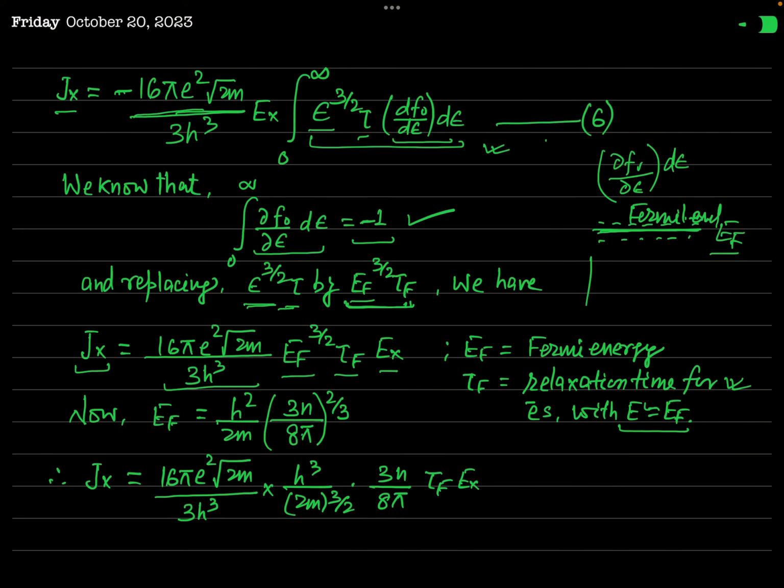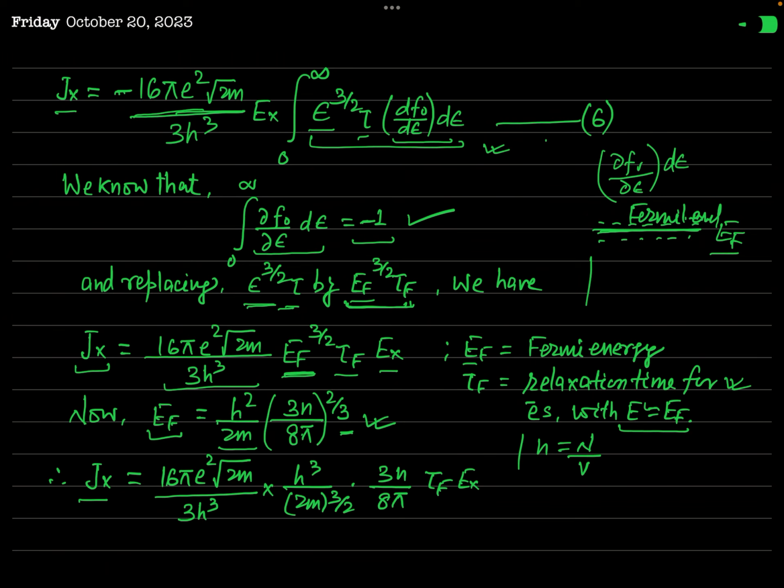Okay. Now, you know that this EF is the Fermi energy, and you have already studied the expression for this Fermi energy in a 3D crystal. And you know EF is given like this: h square over 2m times 3n over 8 pi, whole to the power 2 by 3. Okay. Here n, you know, is the number of free electrons per unit volume. Okay. So now let us substitute this expression for EF in our result here.